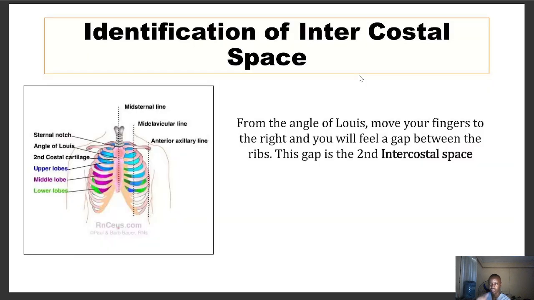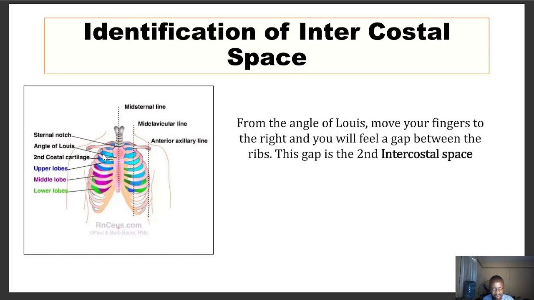Now, how can we identify the intercostal space? We've just been talking about the intercostal space. We mainly use something known as the angle of Lewis. If you check from this diagram, the angle of Lewis is located at this point. To identify the intercostal space, from the angle of Lewis, you move your finger to the right and you'll feel the gap between the ribs.